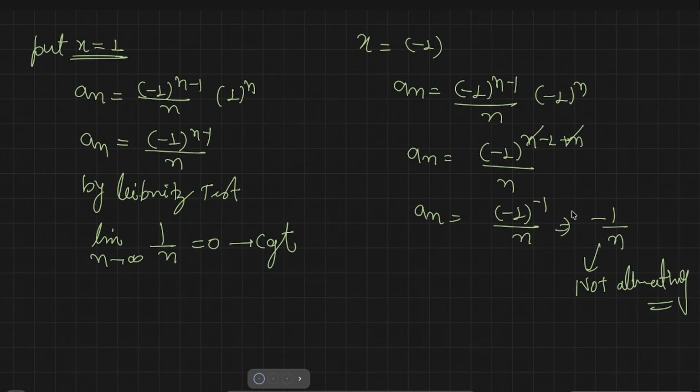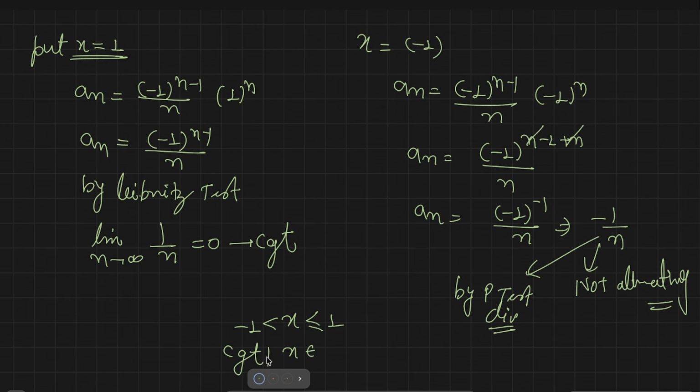So from here, at x equals -1, it is a p-test. It is a 1/n type of series, so by the p-test it is divergent. So -1 is not included, the reason being that +1 is included but -1 is not included. So x will be convergent for x belonging from -1 excluding to 1 including. This is how you can solve this question.